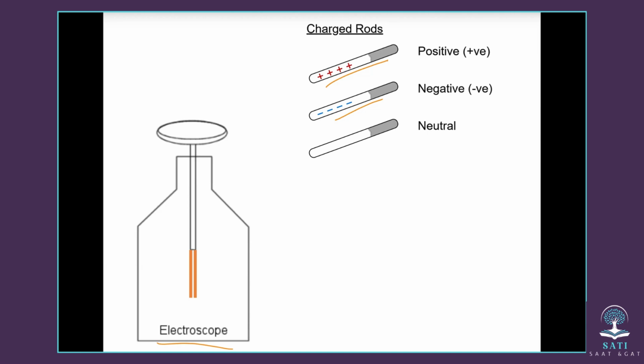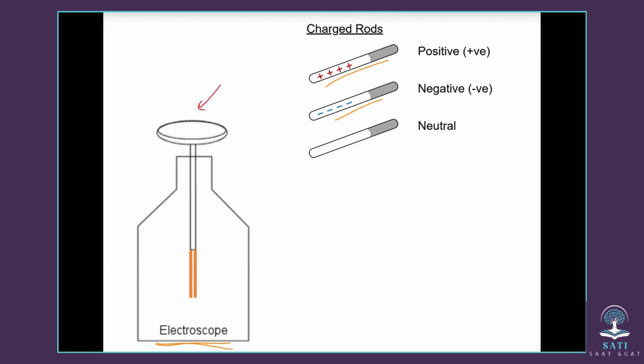This pen will be charged either negatively or positively. Now, when it is charged, how do I know what type of charge it has? Is it positively charged or negatively charged? How do I know? This electroscope will help us understand whether it is positively or negatively charged.